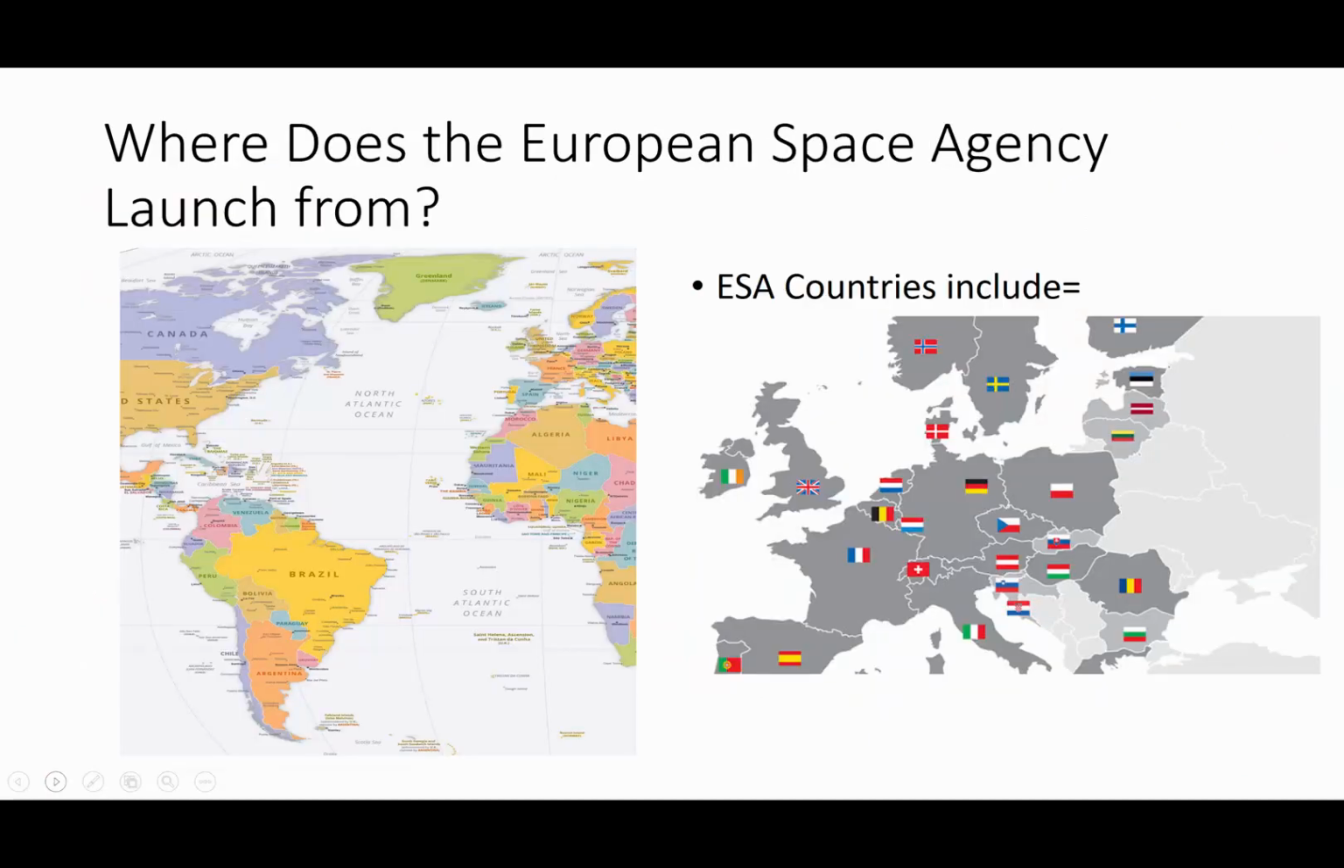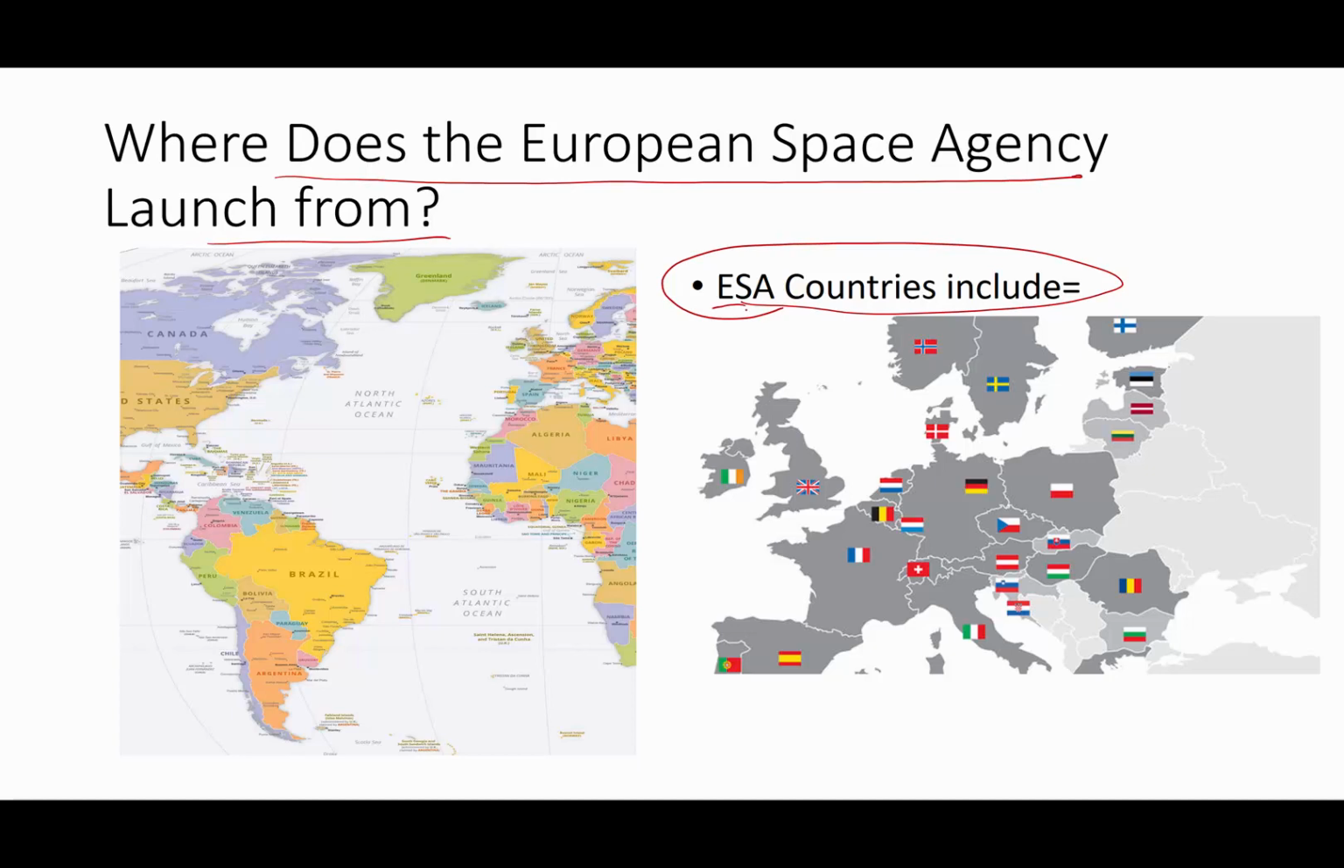Here's a trivia question for you. Where does the European Space Agency launch from? Now, these countries are part of the European Space Agency. A lot of them have come together to launch rockets, etc., because there are a lot of small nations, and so hence they can pool their resources. Everything from Ireland, Switzerland, France, Italy, Portugal, Spain. So where the heck do they launch from?